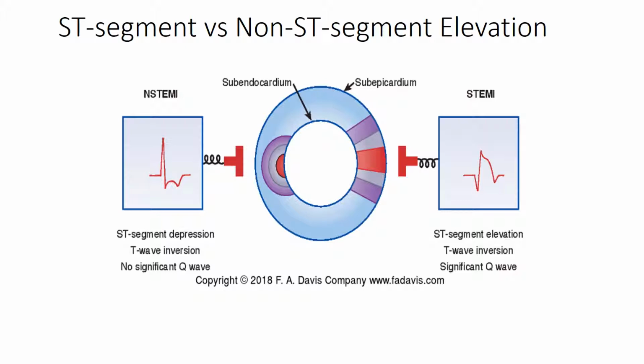You can find this diagram in your text. It just further emphasizes the ST segment versus the non-ST segment elevation, with the EKG tracing that you would expect to find for each, and the depth of the cardiac muscle that's affected by each type of MI.